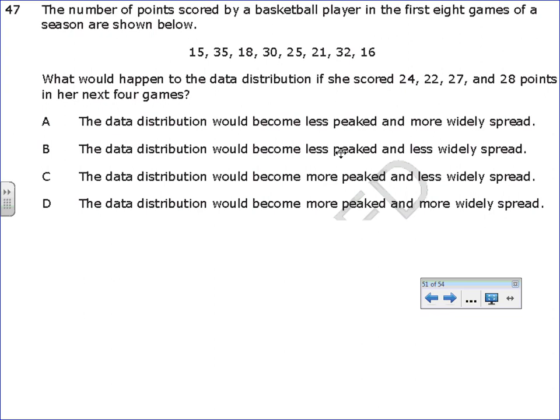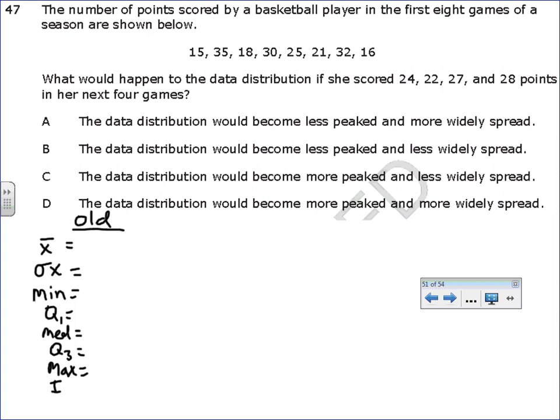and compared them. So for the old, before you add anything, I recorded the mean, the standard deviation, the min, my Q1, median, Q3, maximum, and my IQR. And those values were 24, 7.17, 15, 17, 23, 31, 35, and 14.